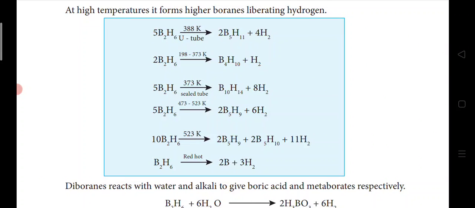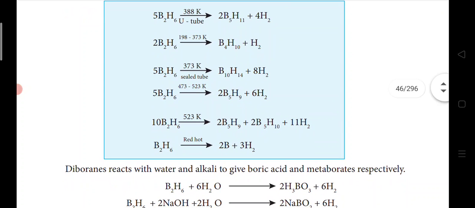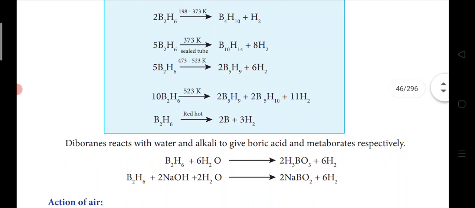So at 388 Kelvin in a U tube, 5 molecules of diborane give higher forms of boranes, that is, higher number of borane structures it will give. In the same way at 198 to 373 Kelvin it produces higher boranes with the liberation of hydrogen, and at 373 Kelvin in a sealed tube, and 473 to 523 Kelvin also it forms. Then directly in a red hot tube it gives boron.